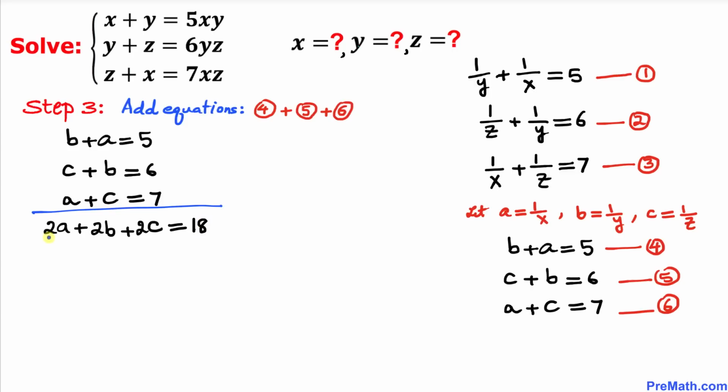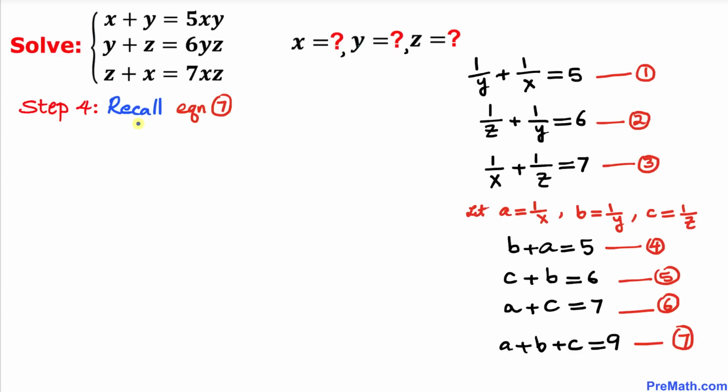Now let's go ahead and divide by 2 across the board with each and every term. So we are going to get simply a plus b plus c equals 9. Let me go ahead and call this our equation number 7. And in this next step, let's recall this equation 7. And here I have copied down equation 7.